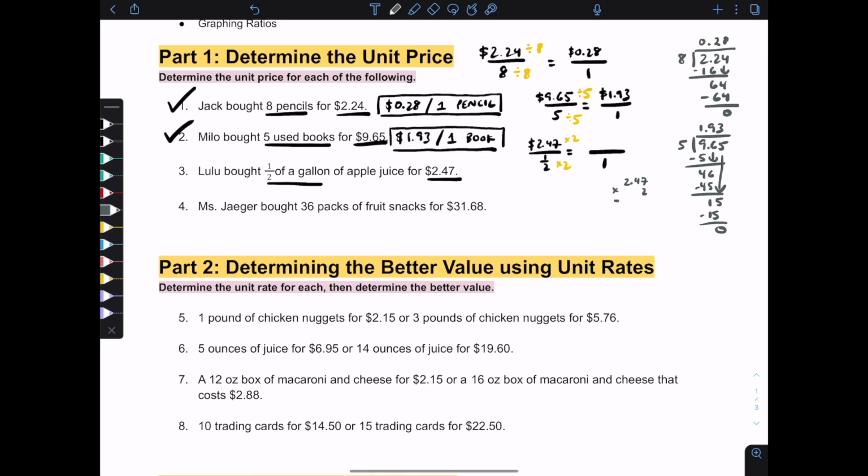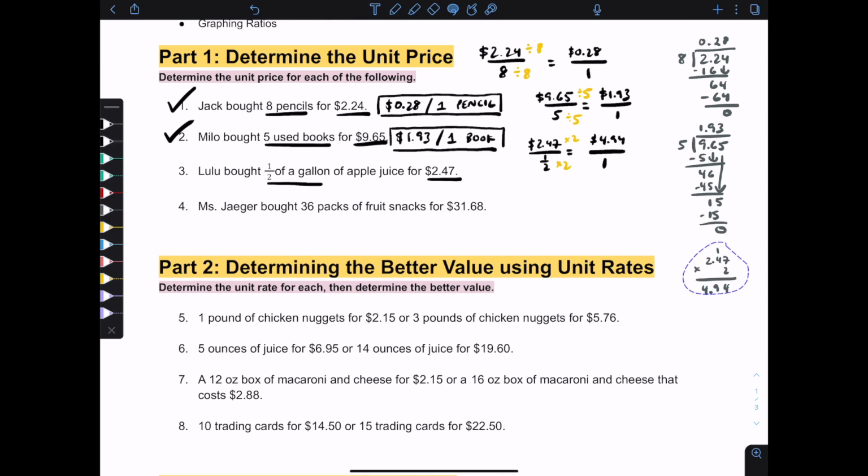So I think the quickest way or most efficient way to solve this would be to multiply by 2. And you could go ahead and divide by half, but you'll see that dividing by half is the same thing or equivalent as multiplying by 2. 8, 9, I think 4.94 is what I'm getting. $4.94. That will be the price of 1 gallon. It should be double the price because you're only getting half a gallon there.